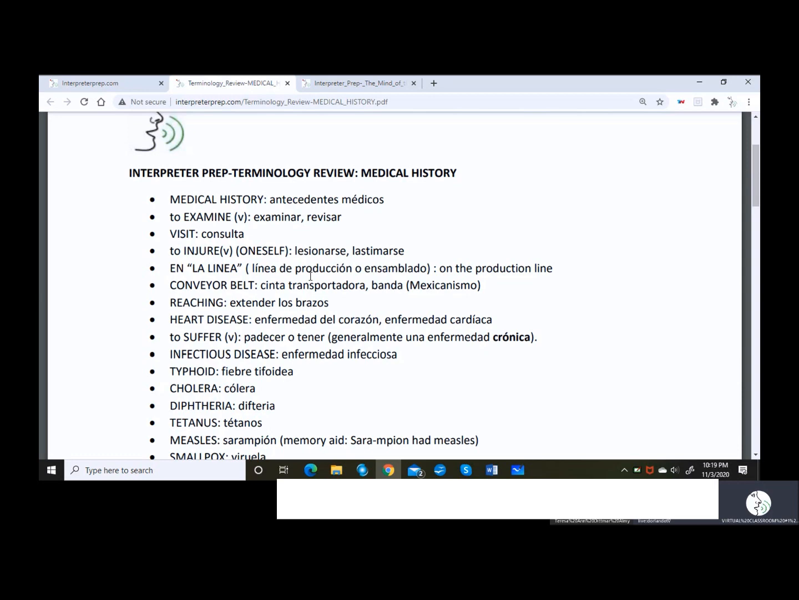Okay. And David, if you're working en la línea, que es una línea de producción o ensamblado, you're on the production line. Okay. A conveyor belt, Terry, is... Let's see, la cinta transportadora. Okay. And we'll remember once como mexicanismo, escucho mucho banda. La banda. Yeah, trabajó en una banda.